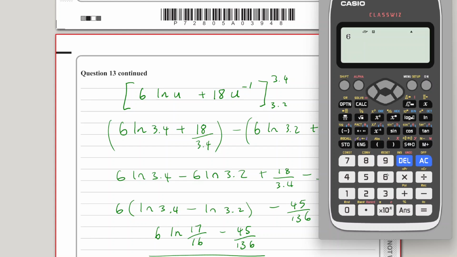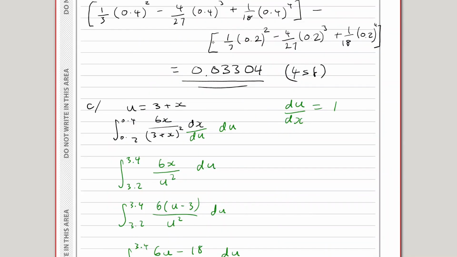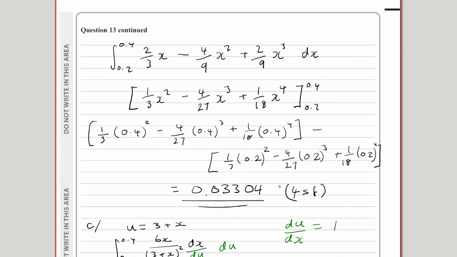And just out of interest, 6 log 17/16 minus 45 over 136 is 0.0328 and so on. How close was that to our answer to part B, 0.03304? So it was in the same region. And that is all we have to do.